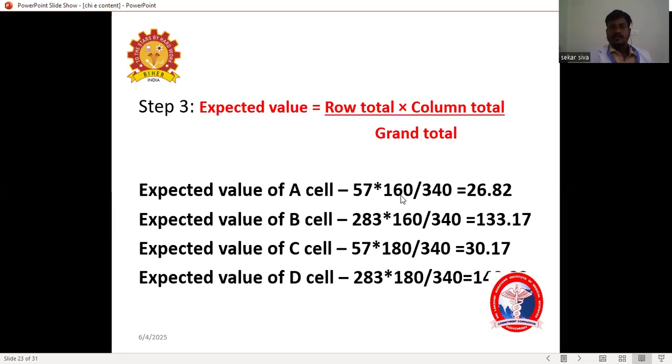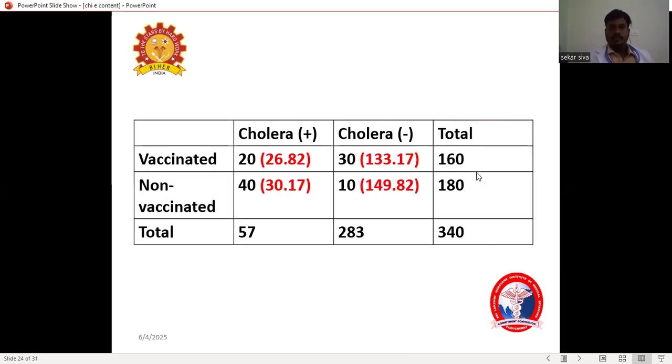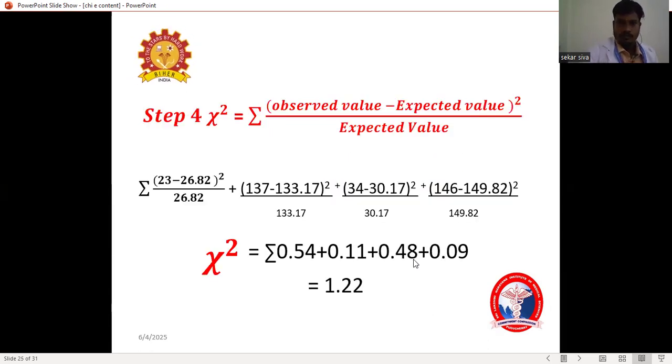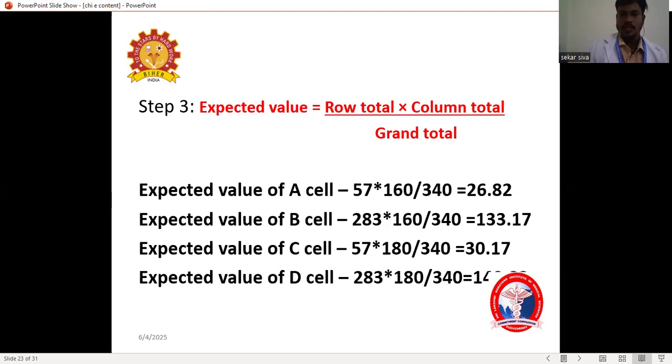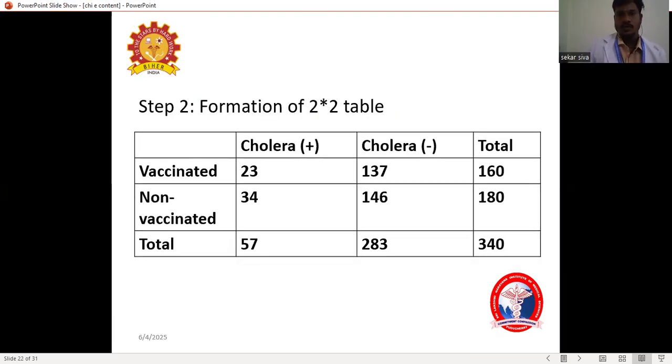For cell A, 57 into 160 over 340 gives 26.82. Then 133.17, then 30.17, and this is 149.82. So the expected cell value should be in and around 5 or 10.